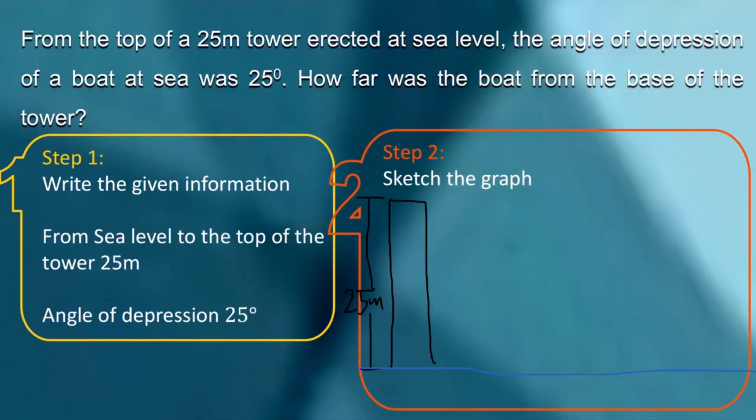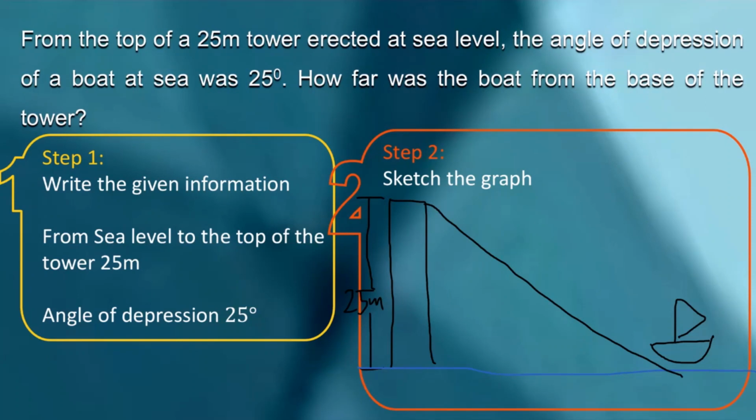Now, drawing na din po natin yung boat. For example, this is the boat. And then, ang sabi po dito, the angle of depression of the boat at sea was 25 degrees. Ibig sabihin po, the line of sight po natin from the tower papunta doon sa ating boat, for example yan.